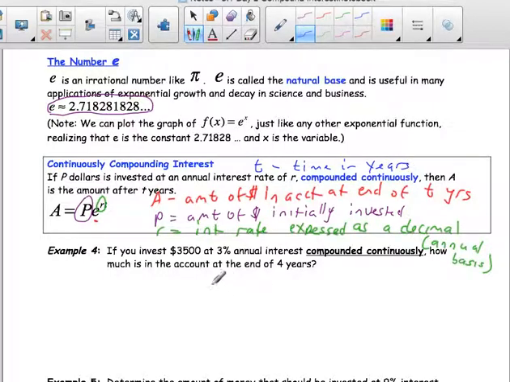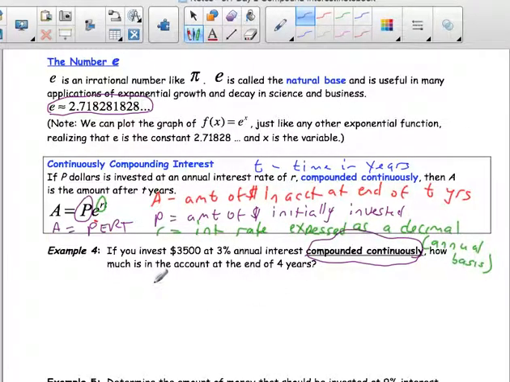So let's try example 4. Example 4 says, if you invest $3,500 at 3% annual interest, compounded continuously. When you see compounded continuously, you're going to want to use this formula, A equals P times e to the RT. This is sometimes abbreviated as PERT. So you're going to want to use the PERT formula when you see compounded continuously. That's the trigger that tells you which of the formulas to use.